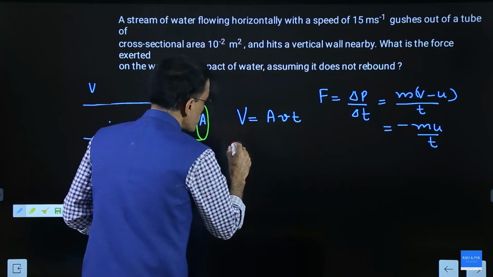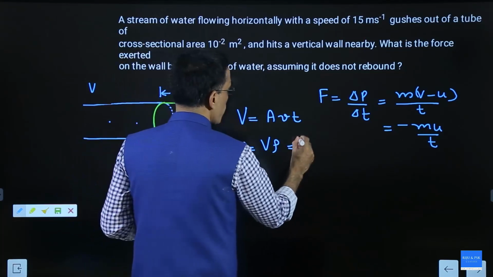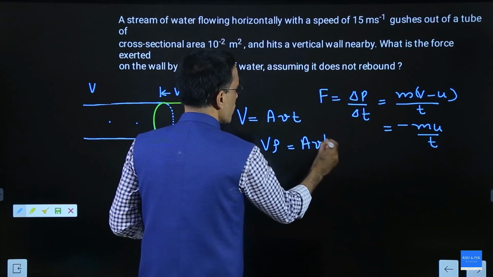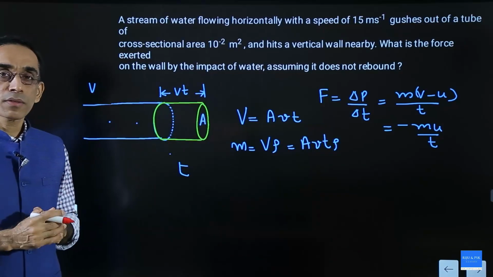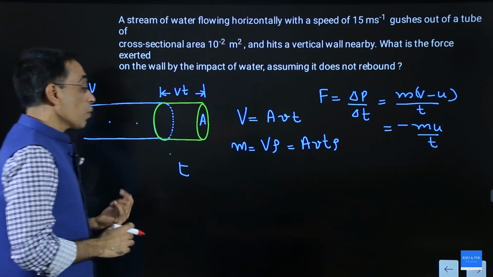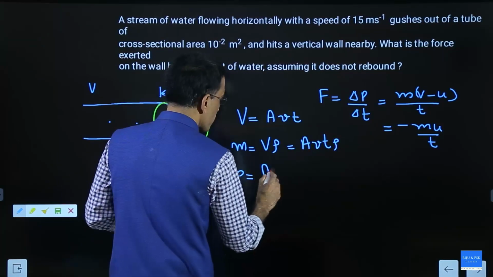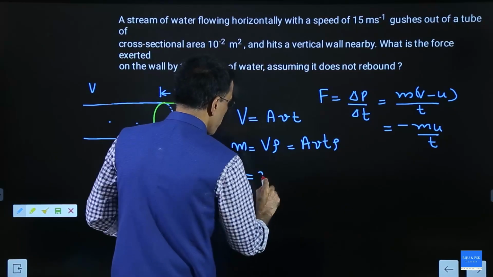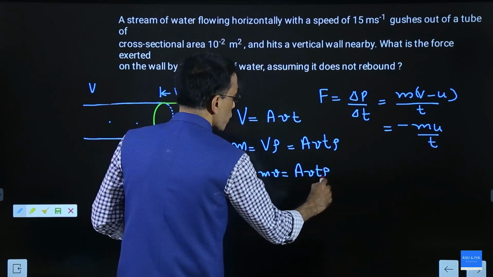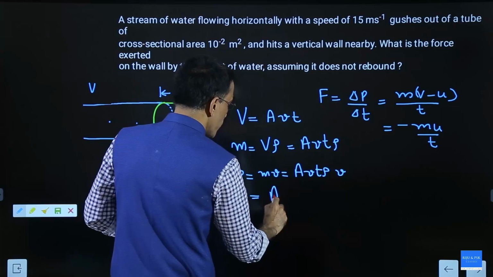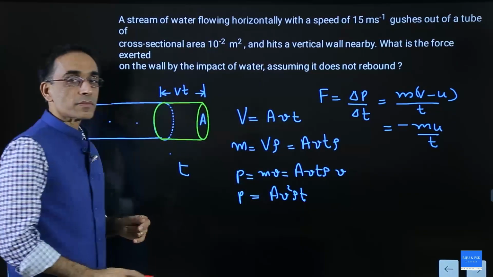What is the mass of water coming out? Mass is nothing but volume into density. So this will give you A v t rho. This is the mass of water coming out. Fine. Now, what is the momentum of this thing? Momentum is nothing but mass into velocity, that is nothing but A v t rho into v, which is equal to A v square rho t. This is the momentum.